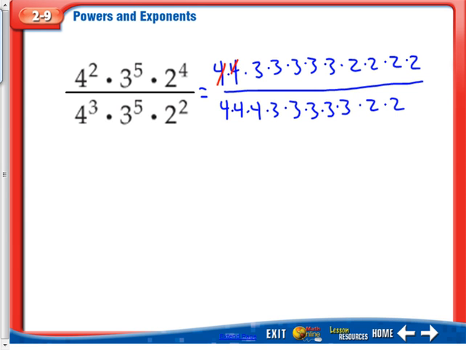So I have 2 4s, and I'm going to get rid of these 2 4s. I can't get rid of that one, so that one's going to stay. I have 1, 2, 3, 4, 5. 1, 2, 3, 4, 5. So all my 3s are actually going to be gone. And you could have probably seen that was going to happen right here because you have the same thing on the top and the bottom.